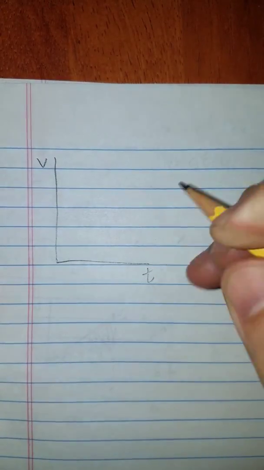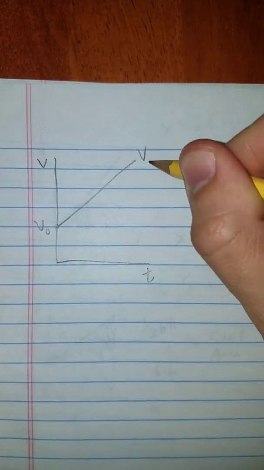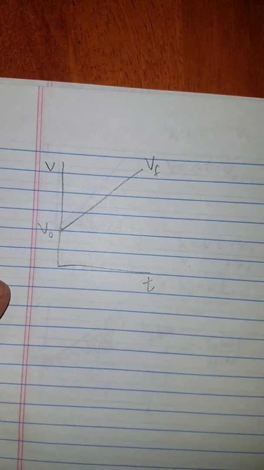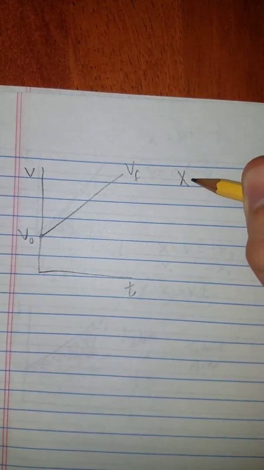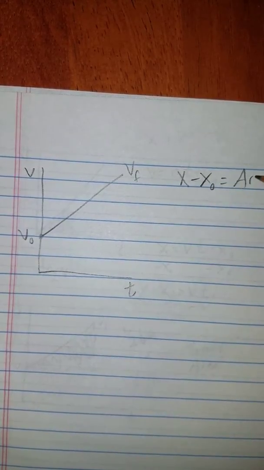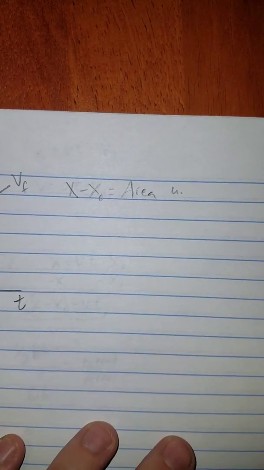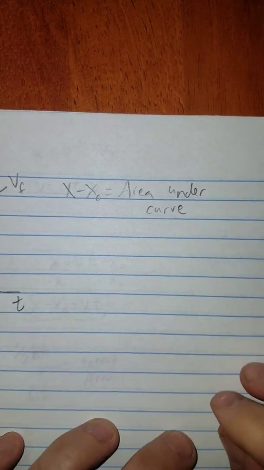All right, so here's our graph again. V versus t. So here's v naught, vf. We know that the area, or x minus x naught, equals the area under the curve or graph, however you want to say it.